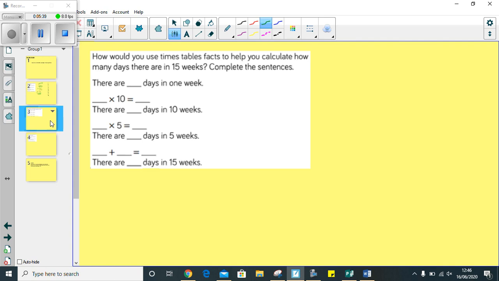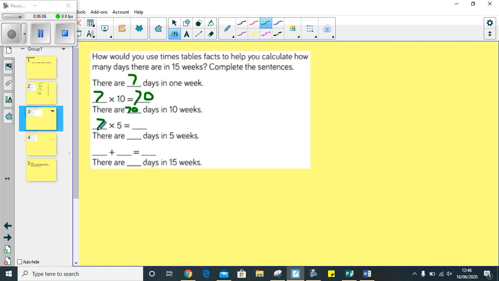Right, next one. How would you use times table facts to help you calculate how many days there are in 15 weeks? Complete the sentences. Right, I need to find first how many days are in 1 week. I remember from when we did time before, there are 7 days in 1 week. So I'm finding out how many days are in 10 weeks. So 7 times 10 is equal to 70. So there are 70 days in 10 weeks.